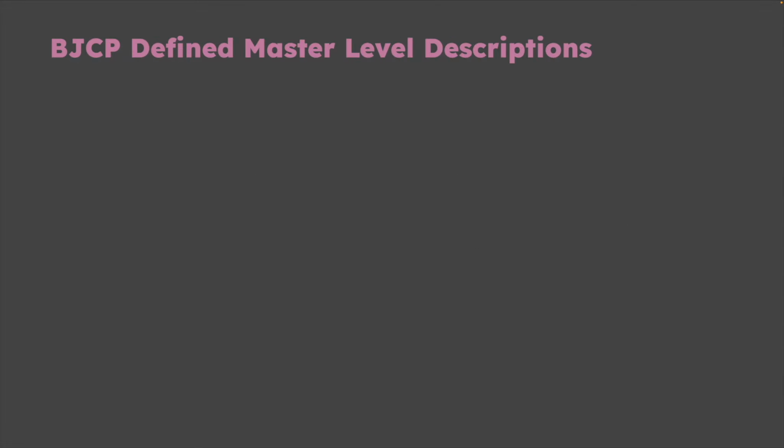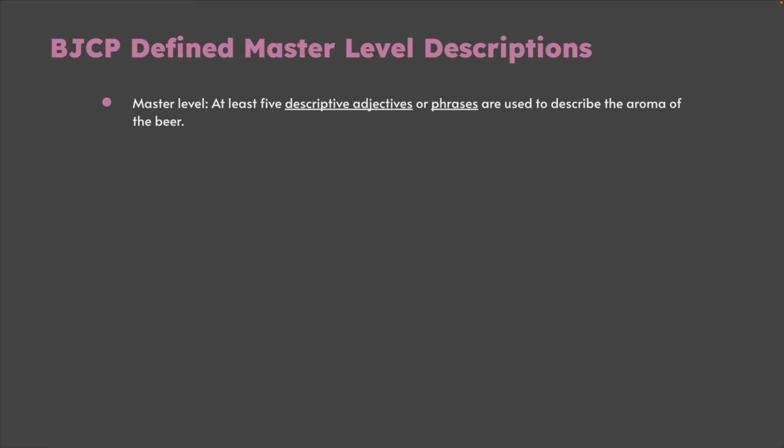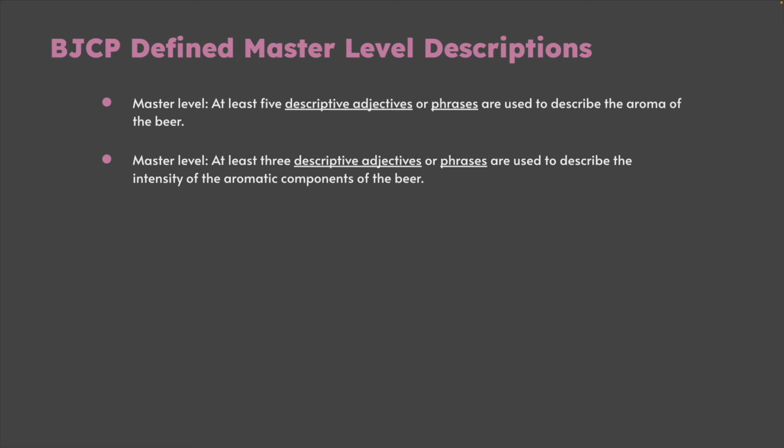Now that we've explained why we're doing this, what is a master level description? This is actually defined in the BJCP score sheet guide for graders. The master level for descriptions is defined in terms for our exam. Let's take a look directly from the source at what that definition is. It starts with at least 5 descriptive adjectives or phrases are used to describe the aroma of the beer. It goes on to say at least 3 descriptive adjectives or phrases are used to describe the intensity of the aromatic components of the beer.